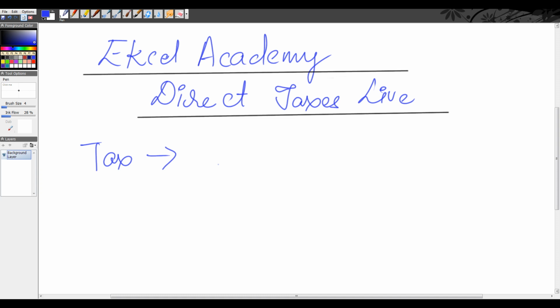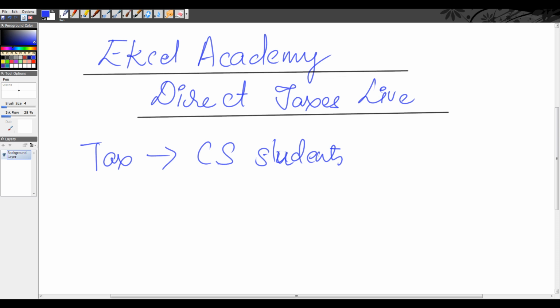What is tax? What do you understand by tax? I can see the chat window here. You may reply to me using the chat window, and I'll be replying through the audio itself. It is far easier for me to do that instead of typing. So what do you understand by tax? What do you think tax is there for us? Is tax required for CS students or CS as such? Why do we need tax for CS? Any reason why we need to study tax, that is direct taxes as well as indirect taxes?